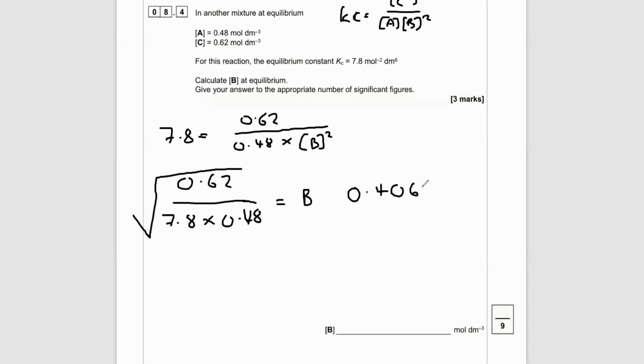Yeah, so the answer is 0.4069. And it did say to the appropriate number of significant figures, so we're going to round that up to 0.41, and that's to 2 sig. So lovely jubbly. Right, we're going to move on to the next question.